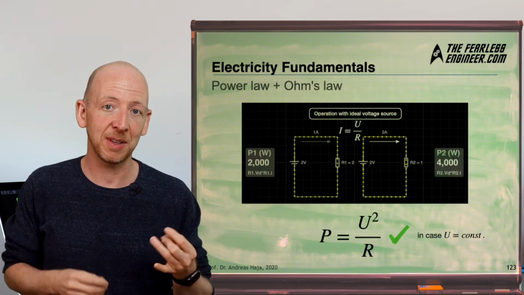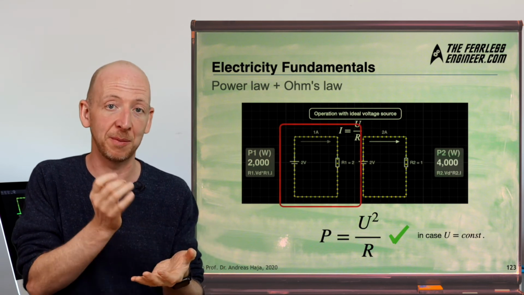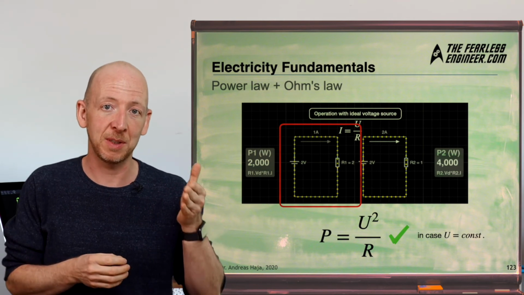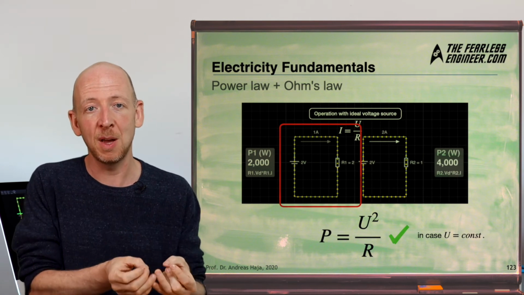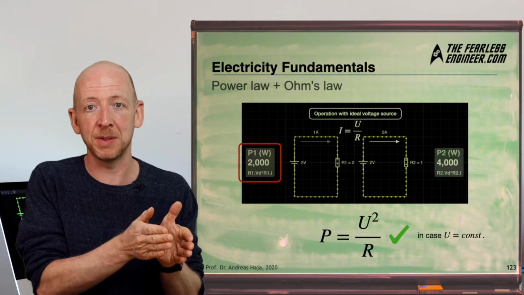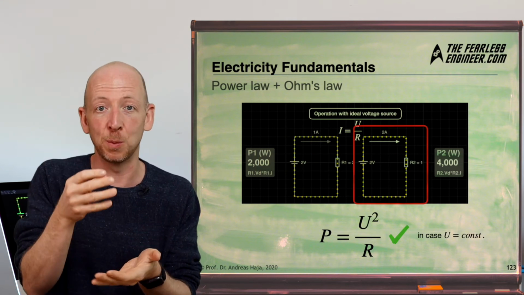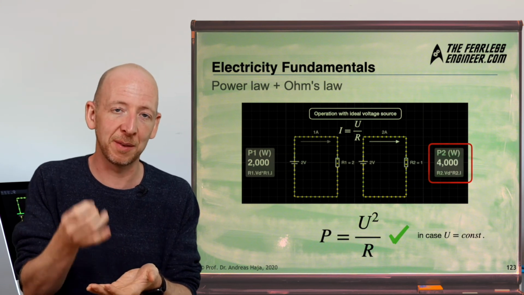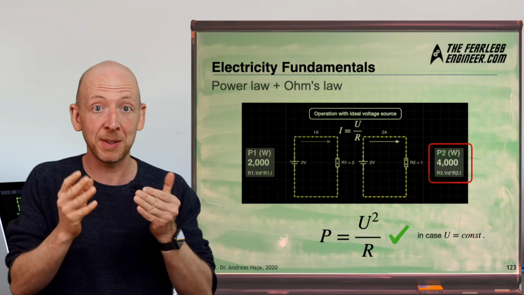In the left circuit, a resistor with a value of 2 ohms is supplied with a current from a voltage source of 2 volts, and if we use the power law, which is P equals U times I, to calculate the power converted into heat at the resistor, we arrive at a value of 2.0 watts. And if we now reduce the resistor on the right circuit by half to 1 ohm, then the power doubles to 4.0 watts. So in this case, it looks like the version P equals U squared divided by R is apparently right. But why is that the case?